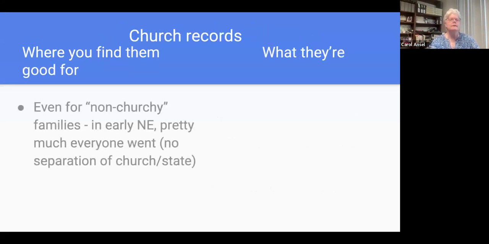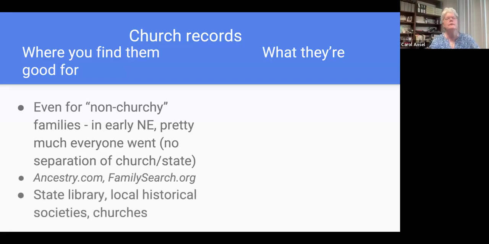Okay, church records. As I said, even for non-churchy families in early New England, pretty much everyone went to church, and there was no separation of church and state. You can find these on Ancestry and FamilySearch, and MyHeritage will have church records as well. Your state library may have them, your local historical societies, and obviously the churches themselves.